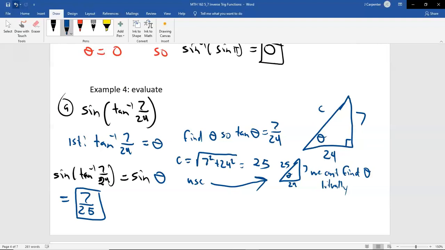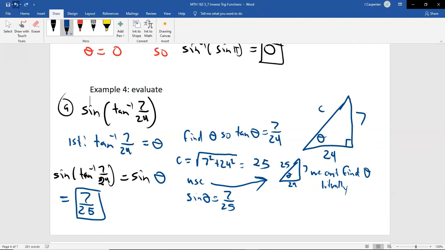The sine of that angle is 7/25 based on the triangle we drew up. So we're just asking for the sine of the angle, which was the sine of the inverse tangent. Again, don't try and look at this all at once. Don't look at this all at once.